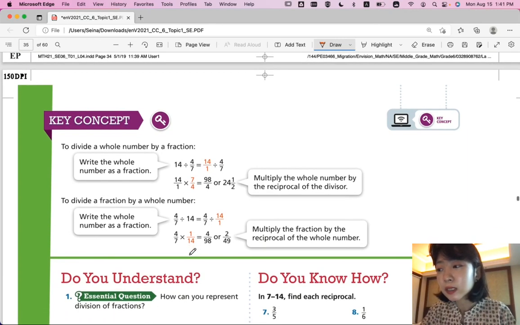Alright, that was lesson 1-4, understand division with fractions.